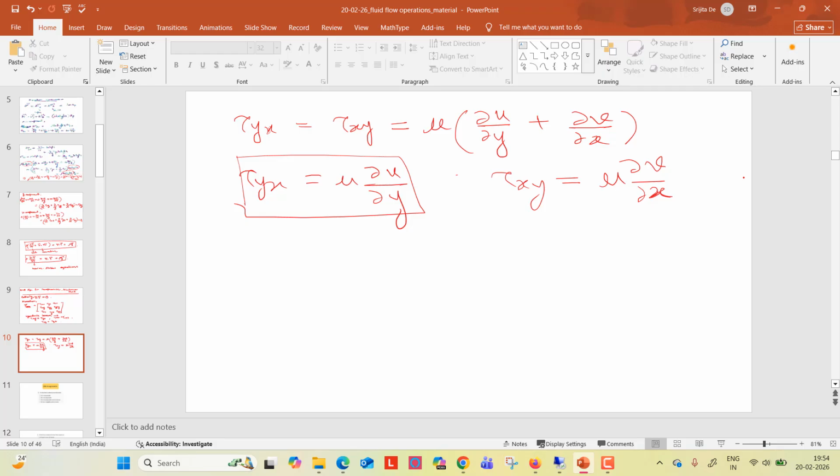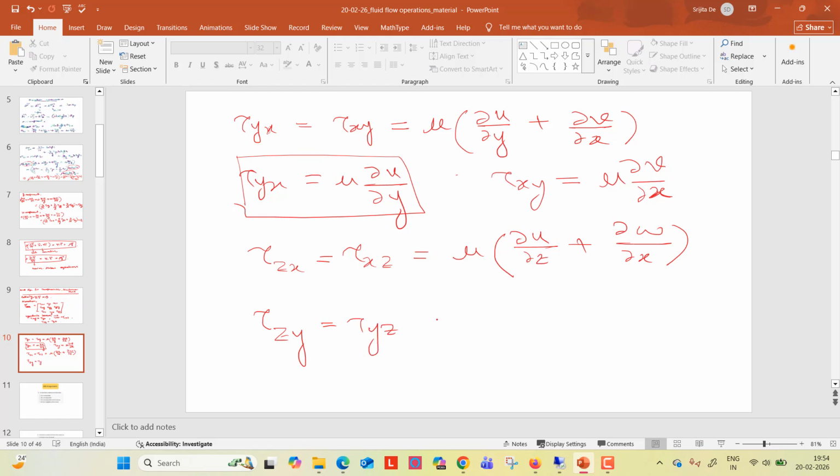So similarly, tau zx is equivalent to tau xz, and it will be mu times del u del z plus del w del x. Okay, and last, tau zy equals tau yz equals mu times del v del z plus del w del y. So these are all the other symmetric components, except that now we have come to the diagonal components.